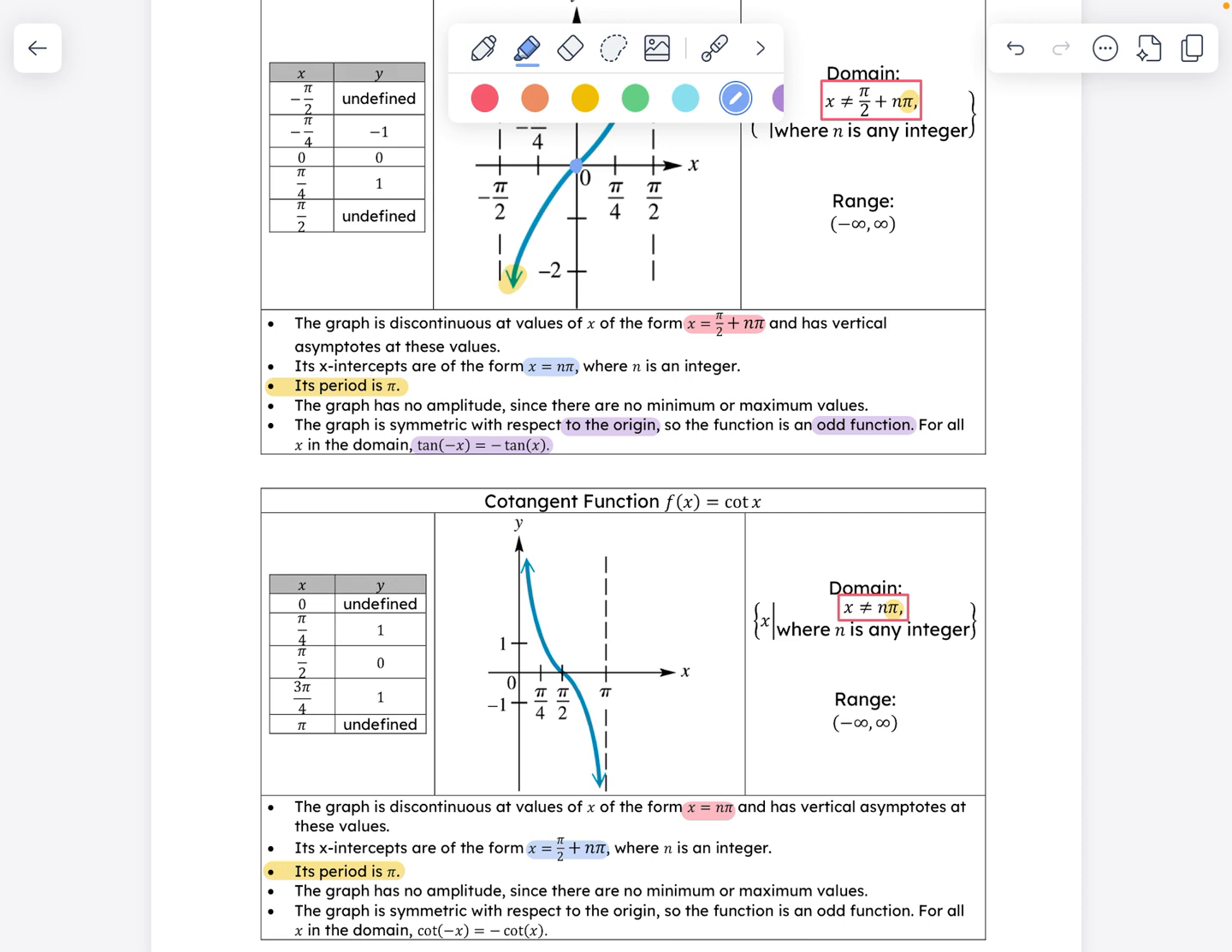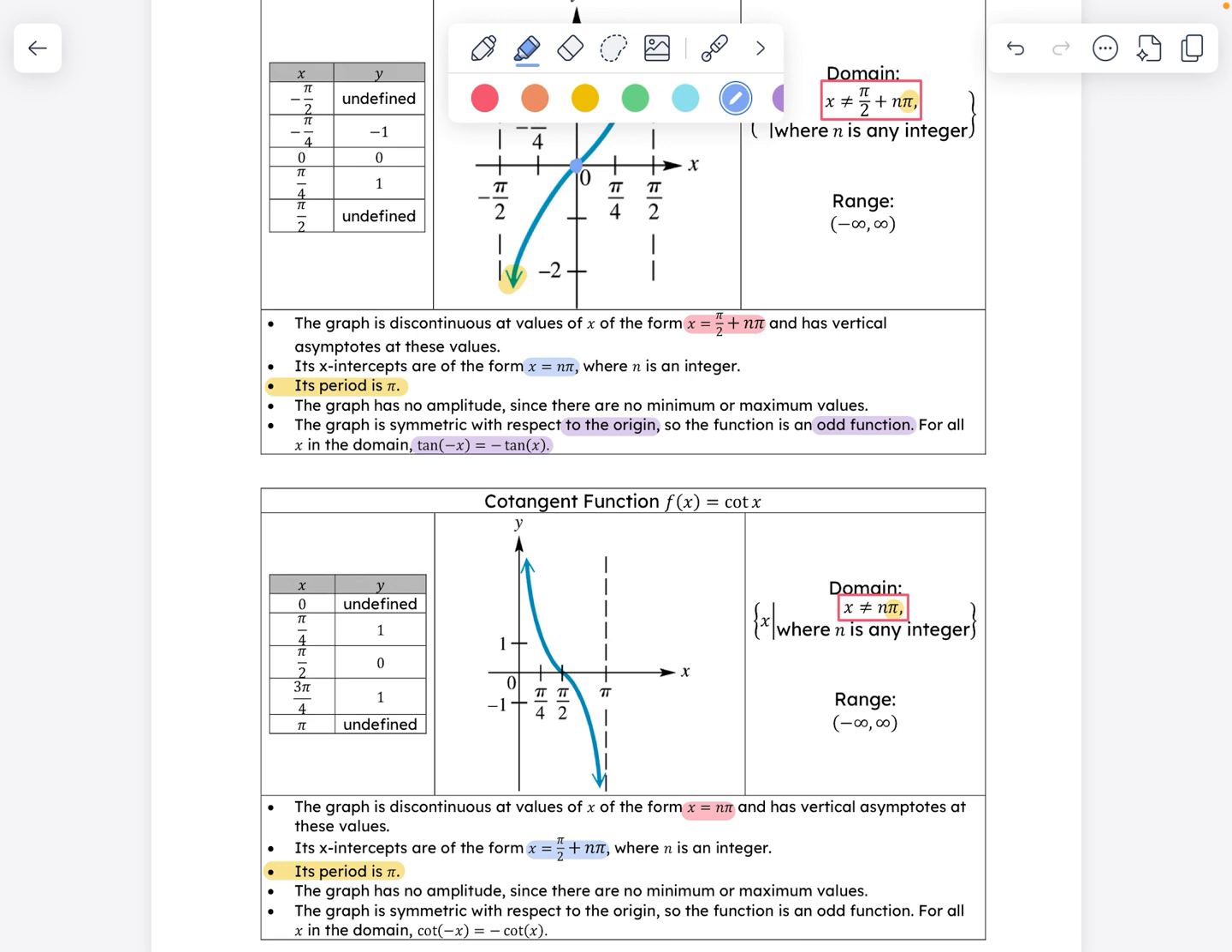So if we're looking at this, the next thing. Once again, the graph has no amplitude since there are no minimums or maximum values. And also, if we're looking at this, we got to talk about that symmetry.